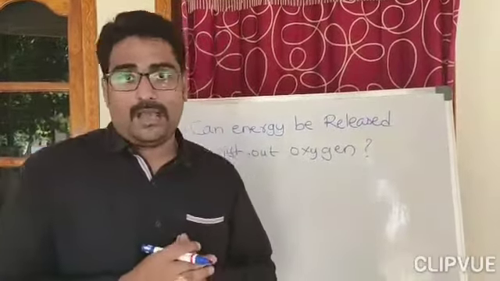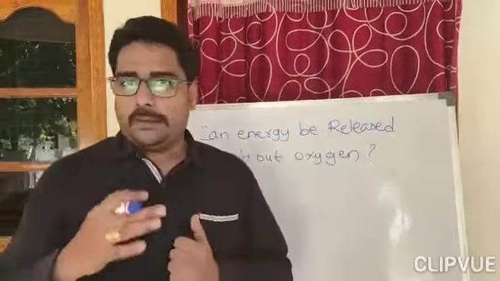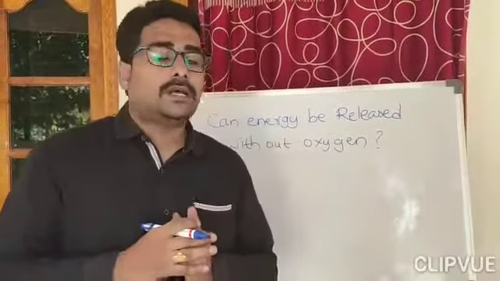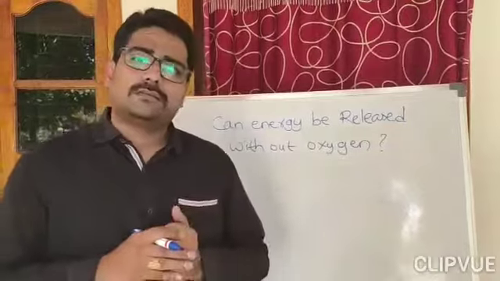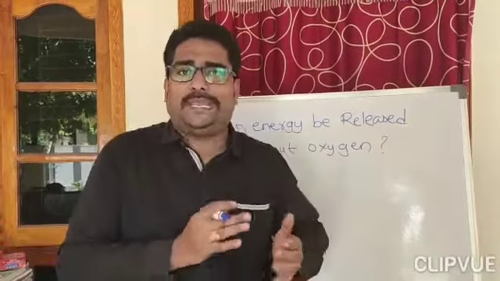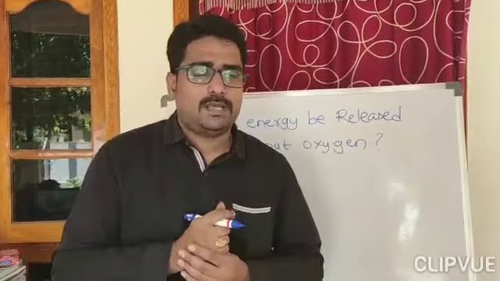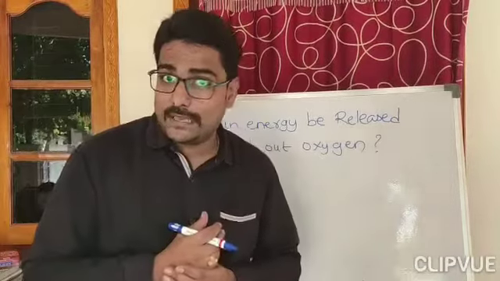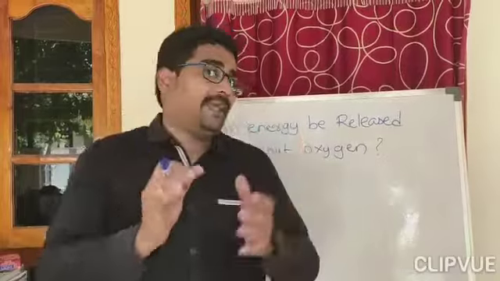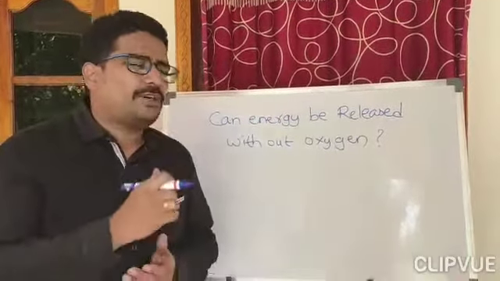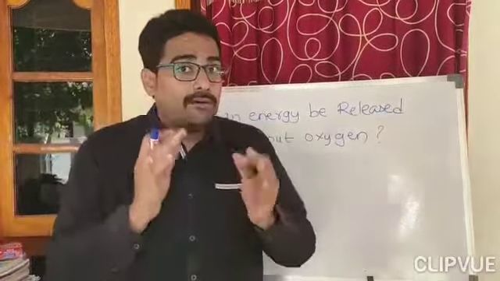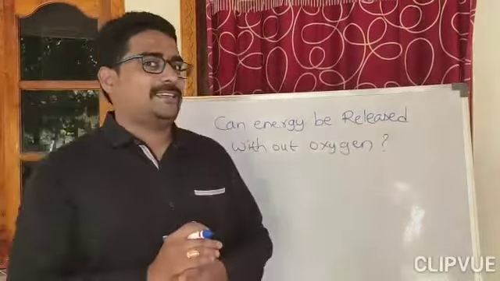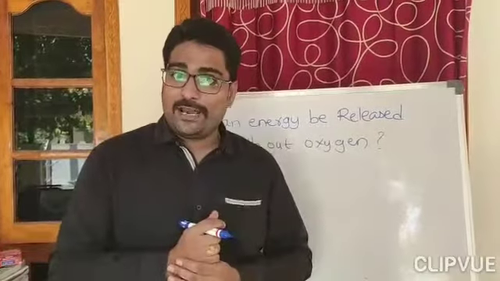For example, when we are running a 100-meter race, what will happen to us? After some time, we get pain in our muscles. As soon as you have done vigorous or strenuous exercise, what happens to your muscles? You feel pain. What is the reason for this, children? Yes, in our body also, sometimes energy is produced without oxygen. So anaerobic respiration occurs in our body.